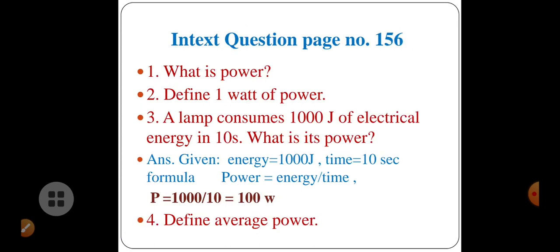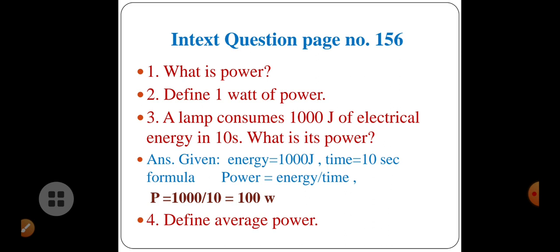Now these are the in-text questions. What is power? Already discussed, the rate of doing work or consumption of energy is known as power. Now define 1 watt of power. So with the help of its formula, power is equal to work by time, and therefore 1 watt is the power of a device or an agent which does 1 joule of work in 1 second. You can write these answers from the past slides.